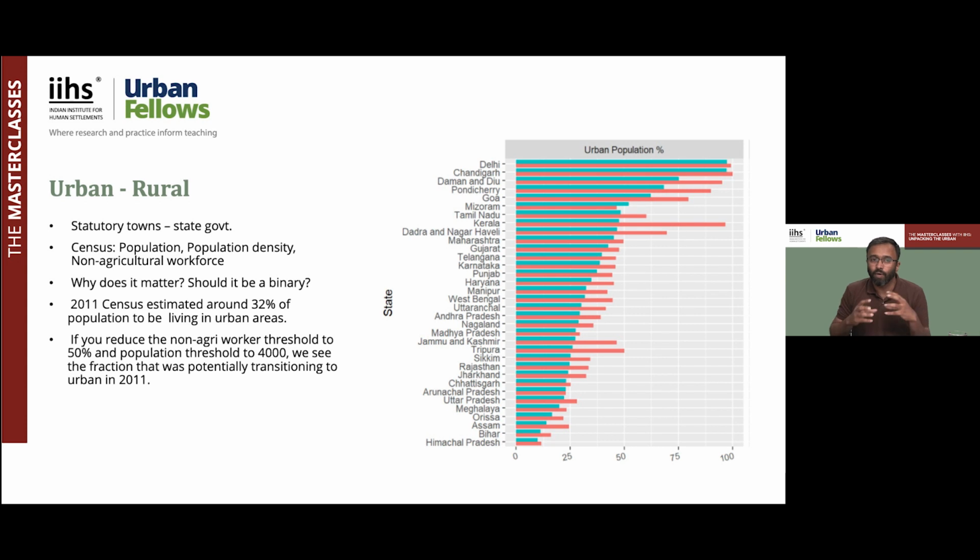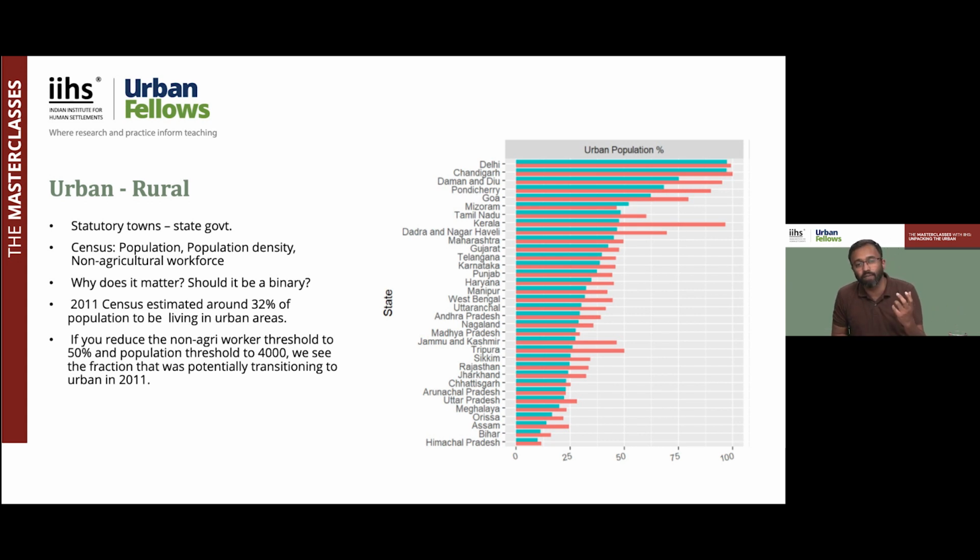In India, when you say urban, that includes, the first segment of that would be statutory towns as categorized by the state governments, right? So these are towns that are administered as towns and cities. So it has some form of urban local body, and it's recognized by the government, typically the state government, as an urban area. Then another source of this binary classification of urban rural is the census of India.